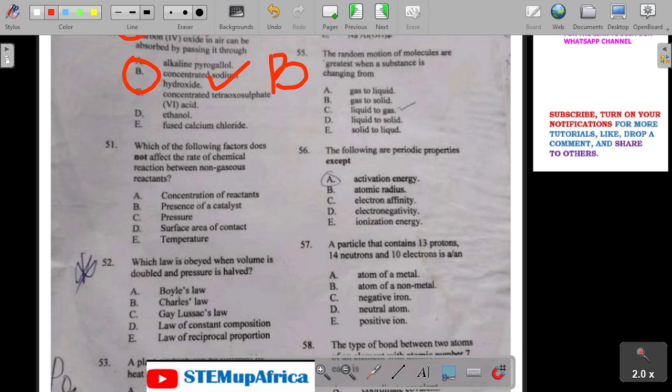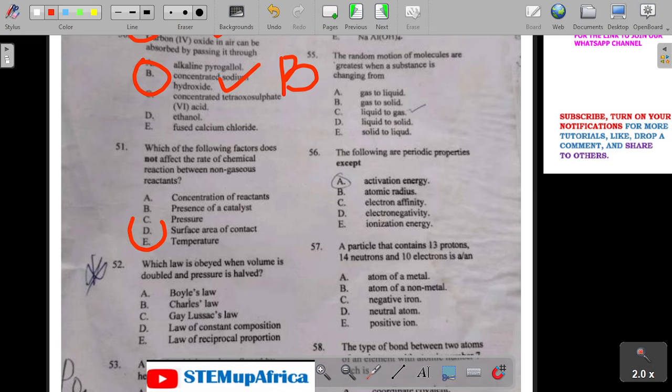Then 51, we have which of the following factors does not affect the rate of reaction between non-gaseous reactants. Consider the reactants. Pressure is for gaseous, which is for either gas or aqueous solution. Surface area in contact is for non-gaseous, which is D.